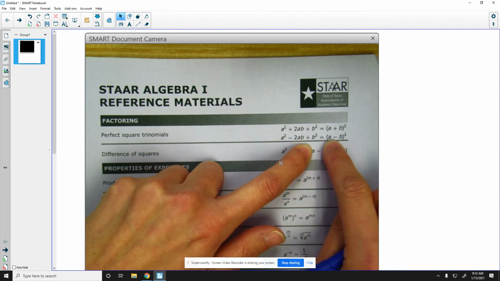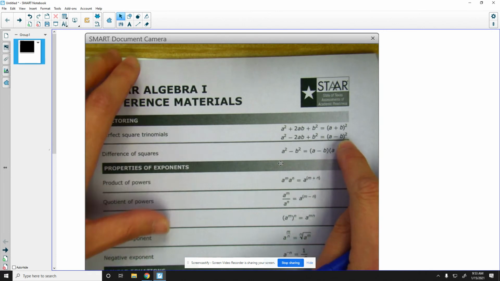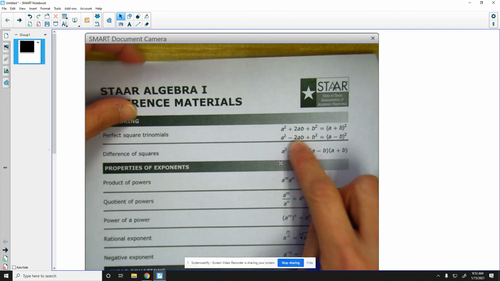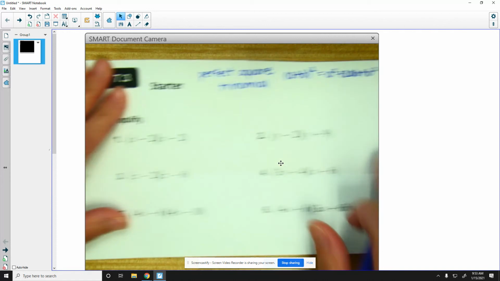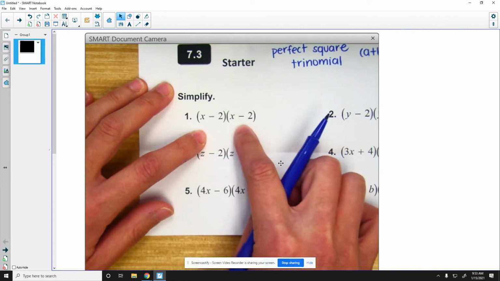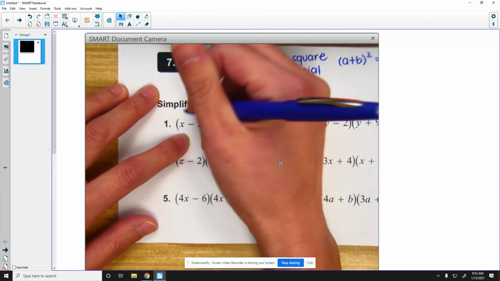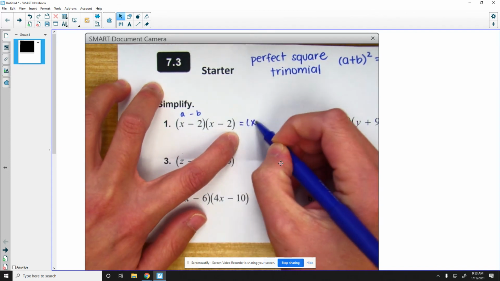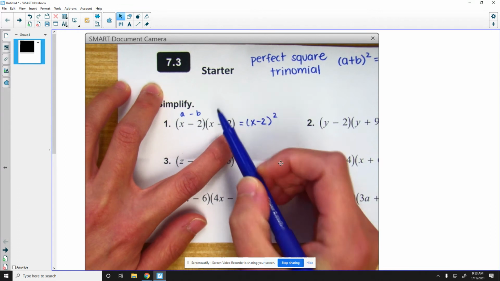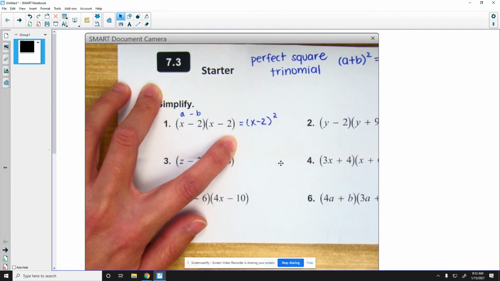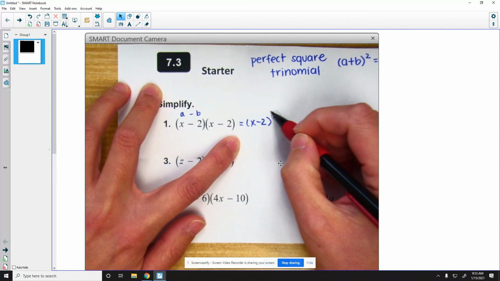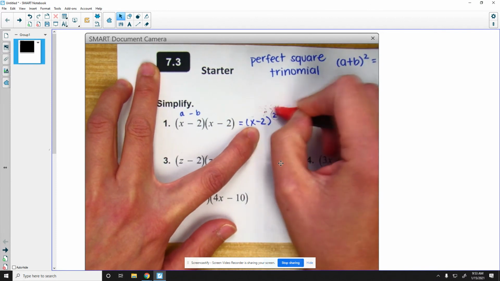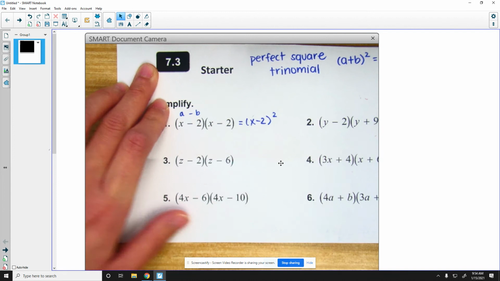Okay, so it works with a minus b too. The only thing with a minus b squared is that there's a minus in between. So let's do that then. Do you see how this is an a minus b squared? That's a perfect square trinomial, A minus B. Because isn't this the same thing as just saying x minus 2 squared? So I can't distribute because there's a minus in between. But I can use the trick.